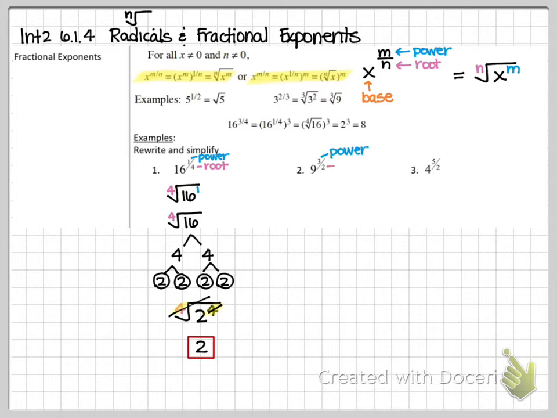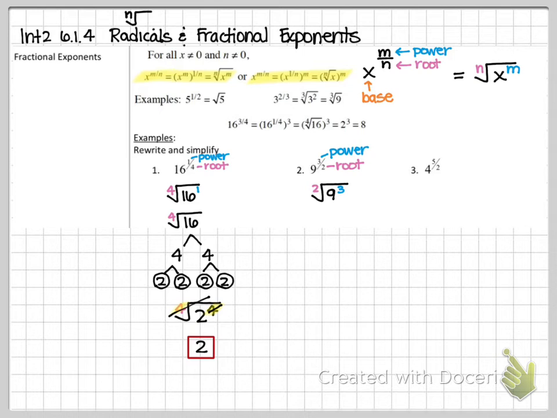Number on the bottom represents the root. Now, typically, the power is going to blow something up and make it bigger. The root is going to shrink it down and make it smaller. So I'll think about what I want to do here. So I'm going to rewrite this as the 9, and then bring my power, 3, put my root, 2. Okay, I'm going to rewrite this.